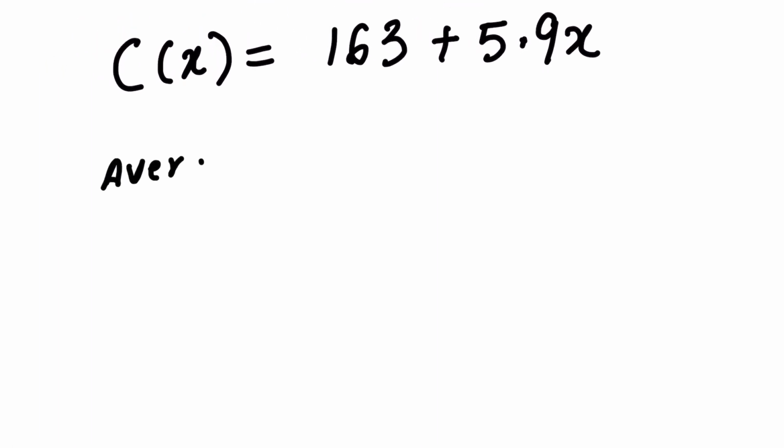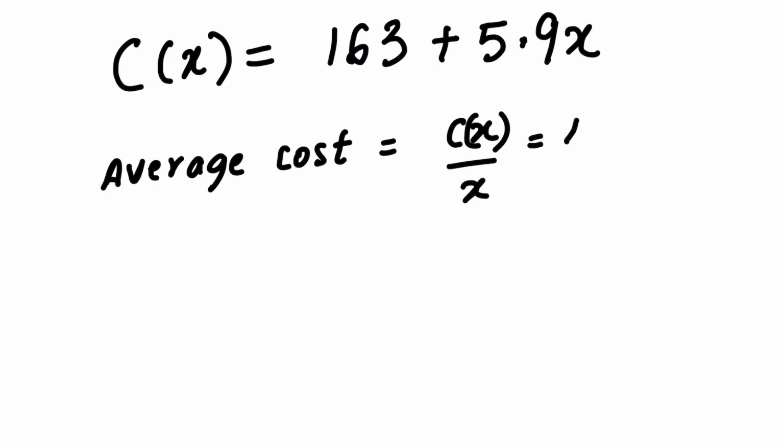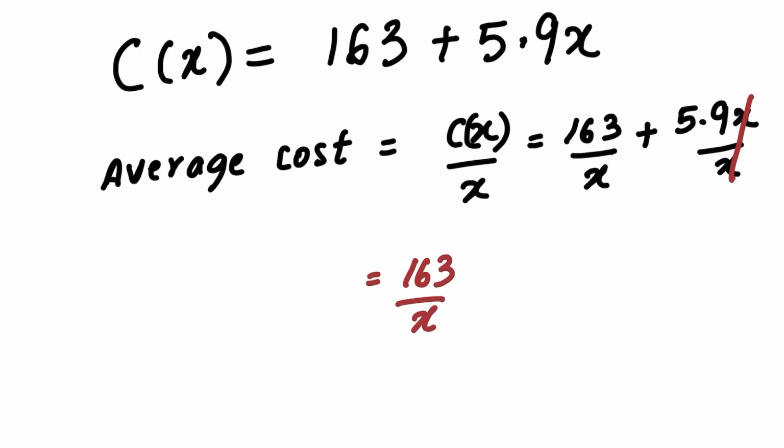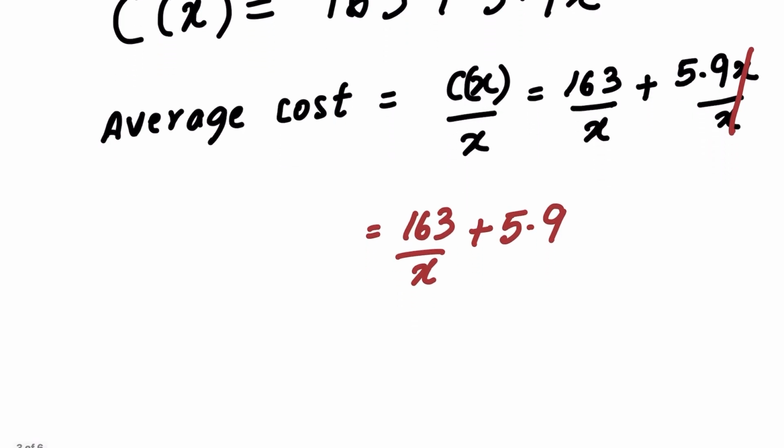So I start with my average cost. My average cost is C of x by x, which is 163 divided by x plus 5.9x divided by x. In 5.9x over x, the x and x cancel each other. I'm left with 163 over x plus 5.9. That's the average cost. But they didn't ask me for average cost. They added that little term here which said marginal. The moment they say marginal, you have to find the derivative. So I have to find the derivative of this one.